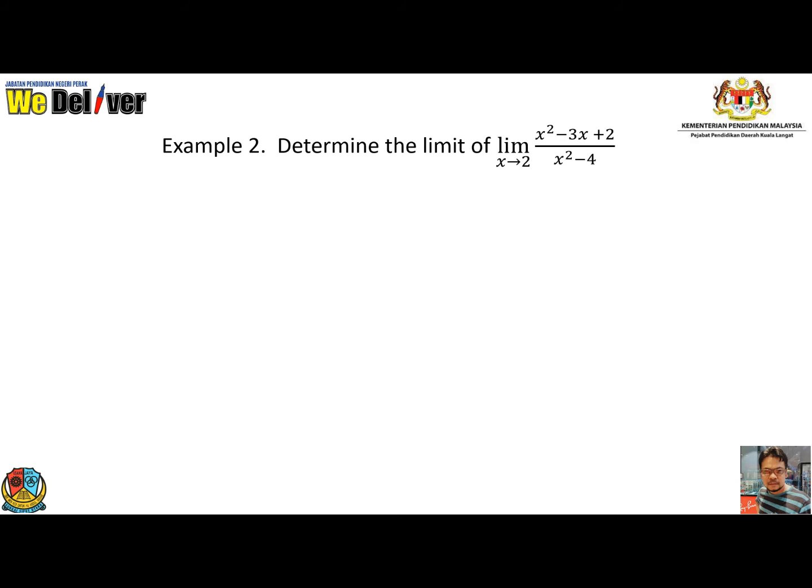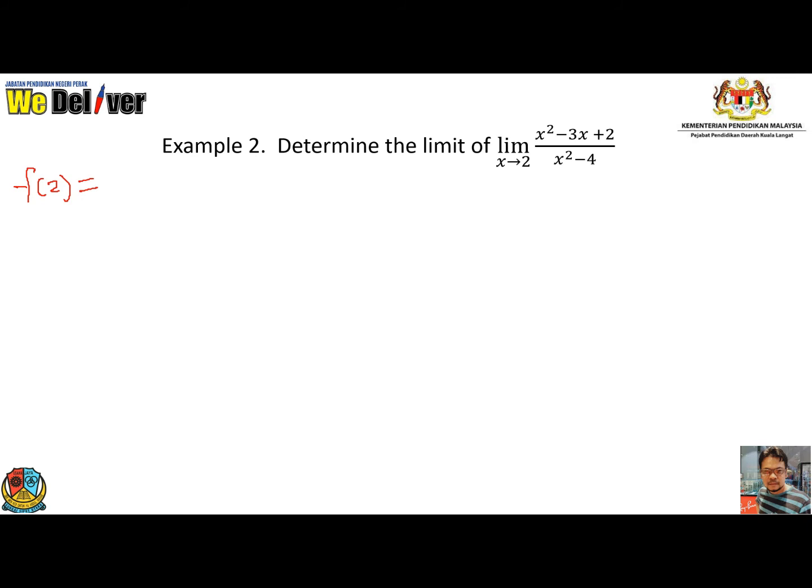The second example. In this example, we are going to determine the limit of the function (x squared minus 3x plus 2) over (x squared minus 4) when x approaches 2. First, this function is a fraction. So for a function that is a fraction, we have to find the value of f(2), because x approaches 2. Either f(2) equals 0 over 0 or not.